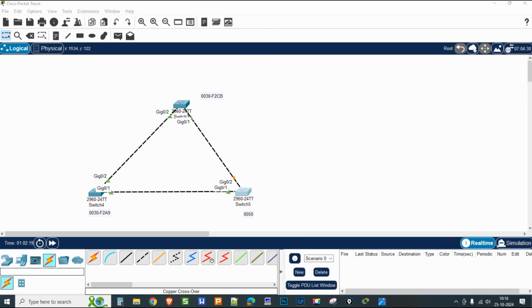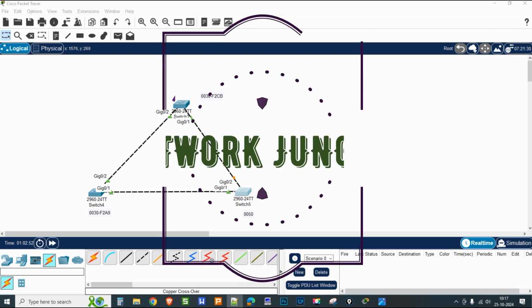I hope you can understand the detailed concept of the spanning tree protocol, how the election processes happen between the switches based on the BPDU value. Let's see the next Network Jungle video. I hope you can understand the concept.